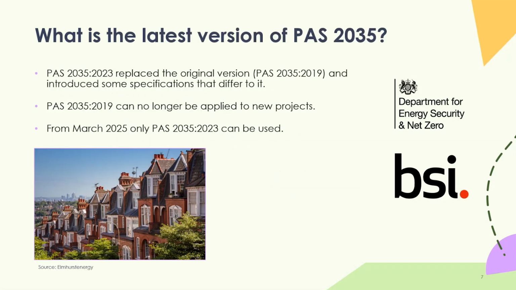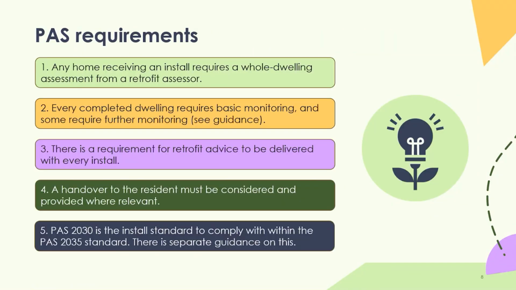So at the end of March this year, the latest version of PAS 2035, that's 2023, replaced the original version, and it is the only version which is now available after a transition period when both standards were available. But that finished on the 30th of March of this year, and so the 2019 version can no longer be applied to new projects.